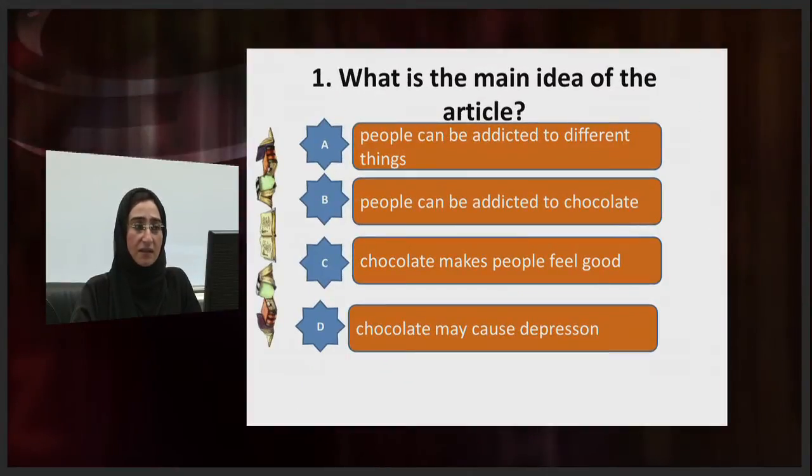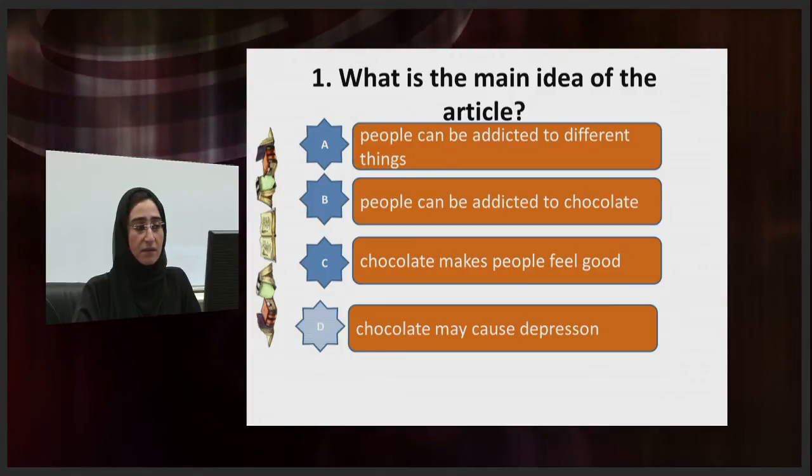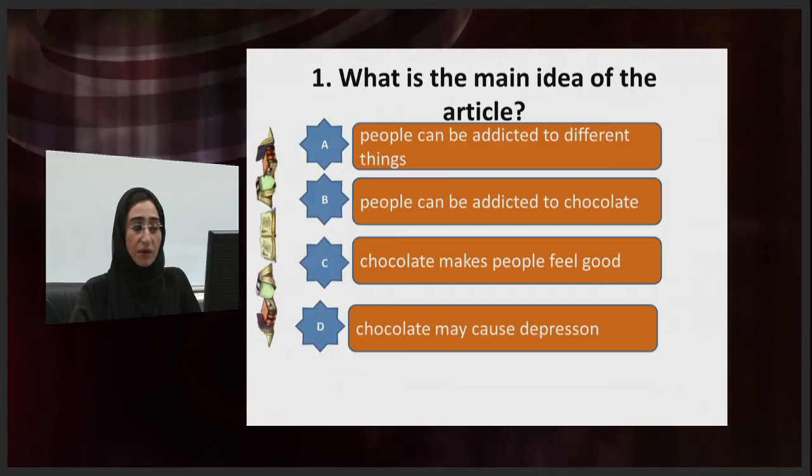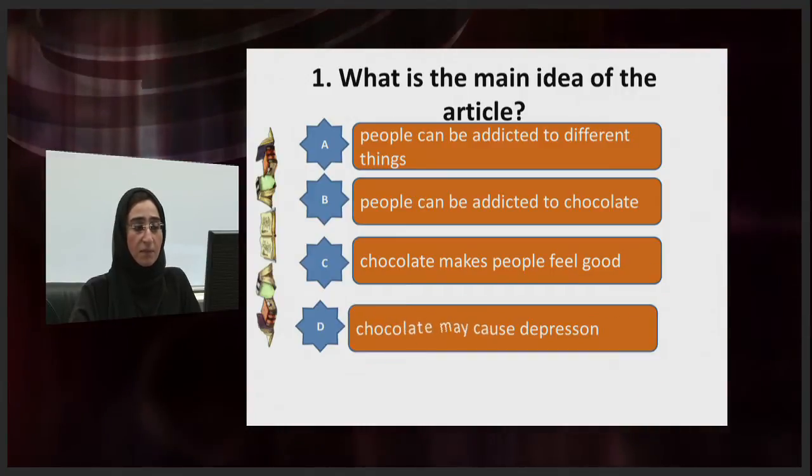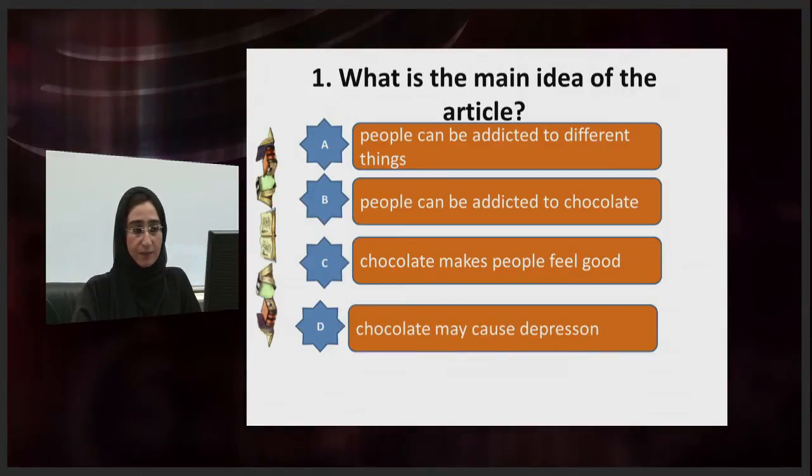What is the main idea of the article? So here, let's get the answer. It is number D. Chocolate may cause depression.